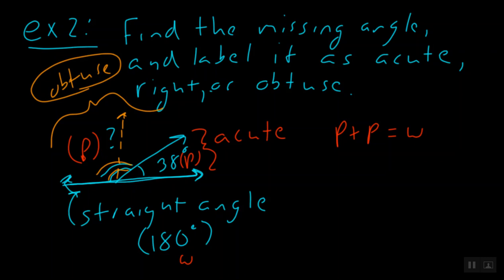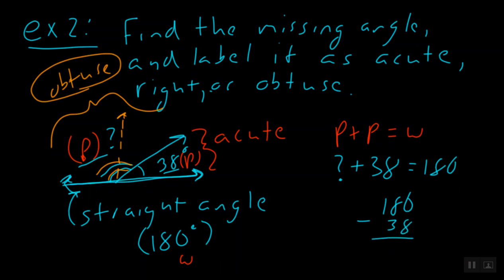Okay, now let's go ahead and plug in everything we know. We know that this very first part is something that is missing, plus we know this part is 38 degrees, and that has to equal 180 degrees. So if we were just to do 180 minus 38, well, that would actually give us 142 degrees. And so our missing angle was in fact 142 degrees.